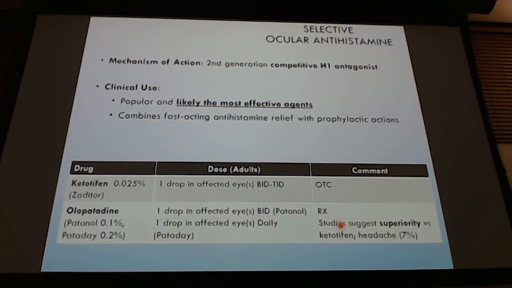And these two are more effective medications, with Patanol being the one that you're going to be prescribing more often than not. And then this right here, where you see this fast-acting antihistamine relief with prophylactic actions. So let's say I know that somebody is going to encounter that allergen, right? That's what is meant by a prophylactic action.